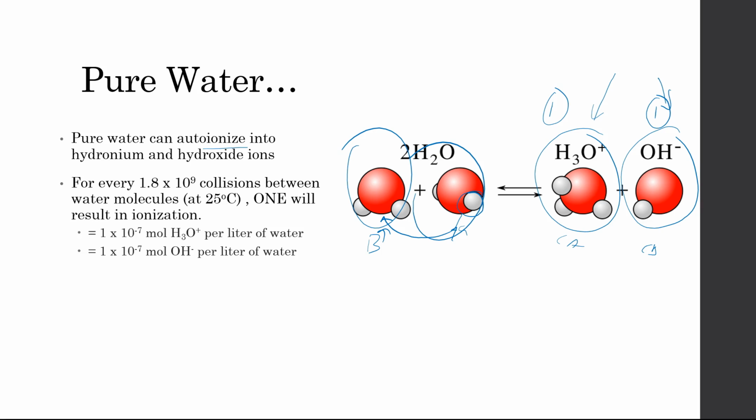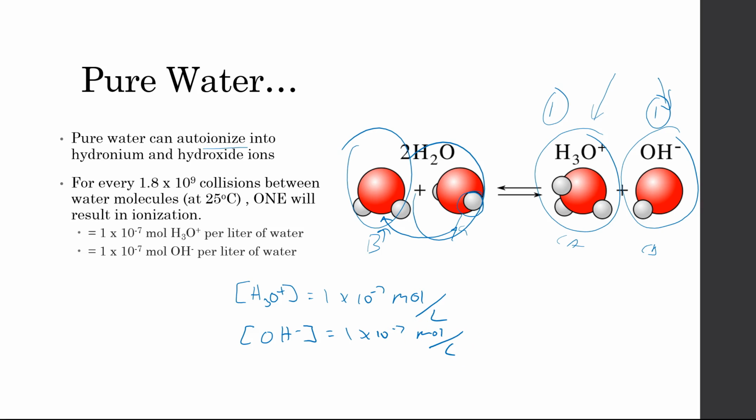Now, the natural properties of water, the amount of energy required for that collision to be successful and the orientation and so on, at 25 degrees Celsius result in a molarity of H3O+ equal to 1 times 10 to the negative 7 moles per liter, and an associated molarity of hydroxide equal to 1 times 10 to the negative 7 moles per liter.